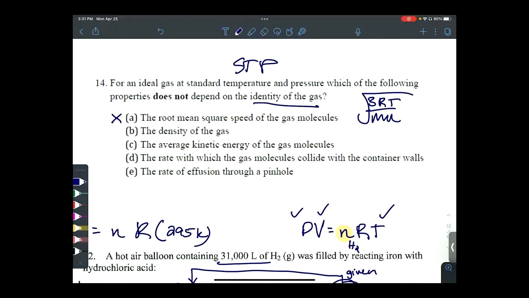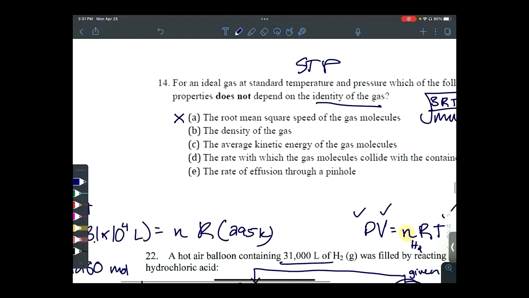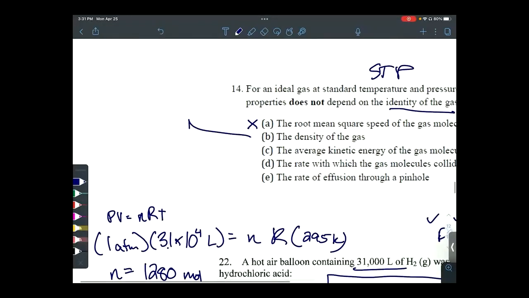B, density of the gas. Definitely it depends, because remember how we calculated density? We assumed that we had 1 mole of gas, where density is mass over volume, and we got the mass of your sample by using molar mass. So again, there's molar mass. Since we have to use molar mass, that is dependent on its identity. So B also depends on the identity of your gas.